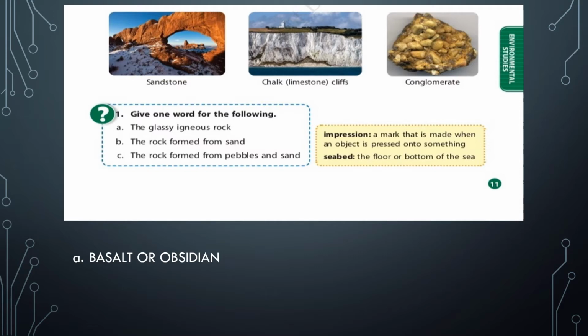Second question, the rock formed from sand. Answer is sandstone. Third question, the rock formed from pebbles and sand. What is the answer? Yes, conglomerate.